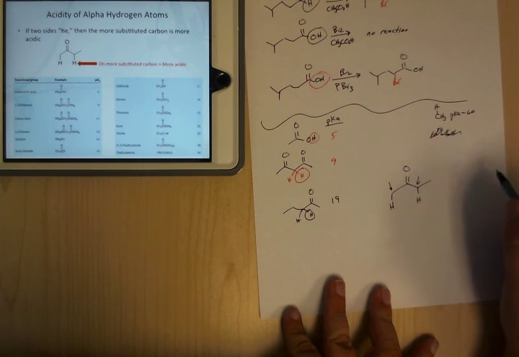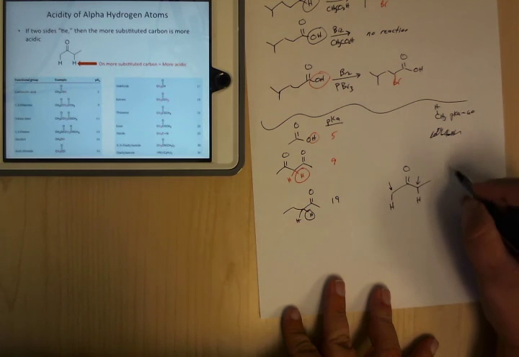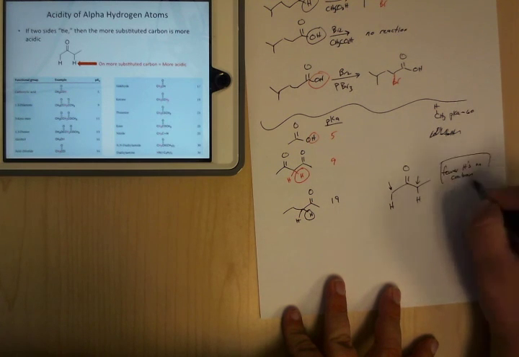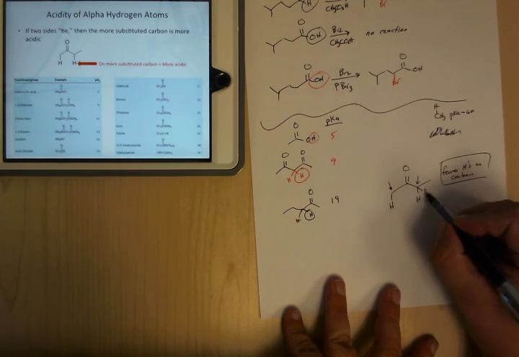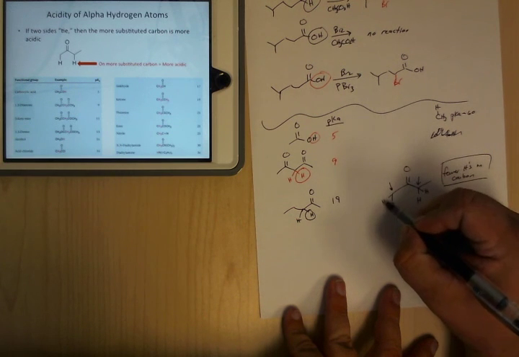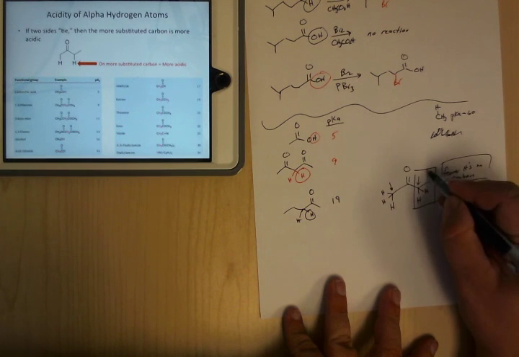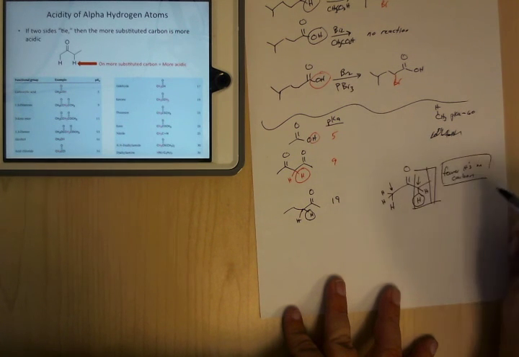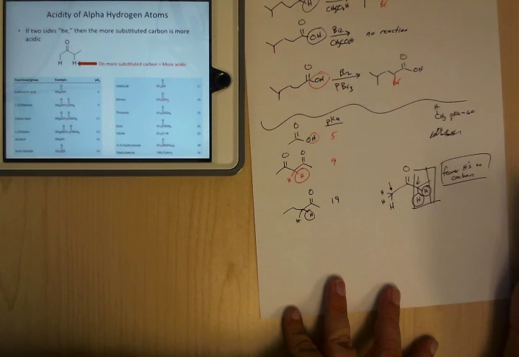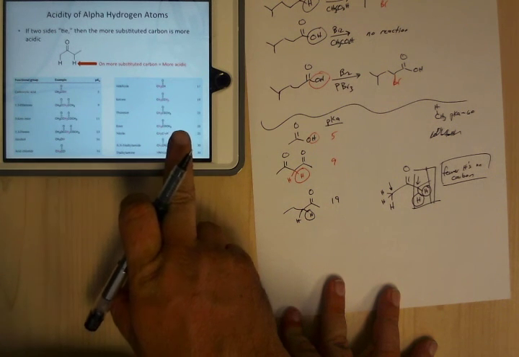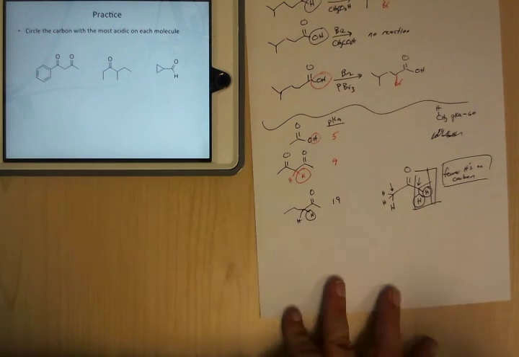So then what you're going to do is look at which is more substituted, and you want fewer H's on the carbon. That's what you want. Here, this has two hydrogens on it. This side has 3, right? So this is the more acidic side. So this one and this one are going to be more acidic. Okay. So here you go.